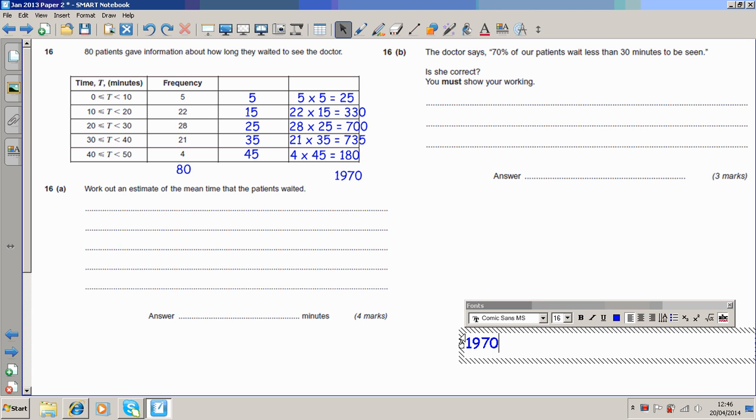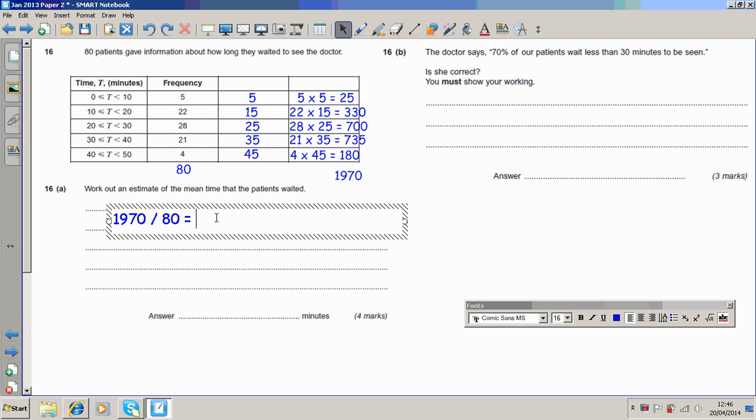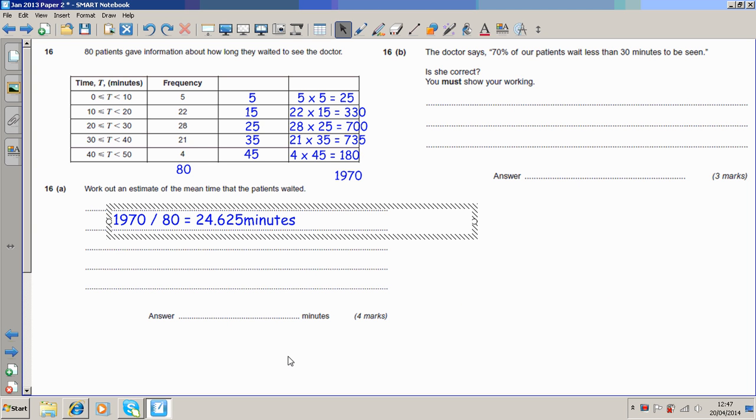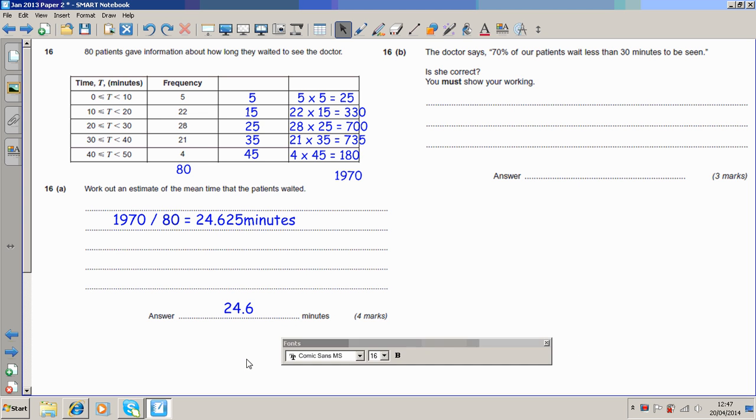So my final job then is just to divide them numbers. So 1970 divided by 80 is going to be 24.625 minutes. Okay. So I'll be rounding that thing to 24.6 here. It's worth saying what you're rounding to when you do things though.